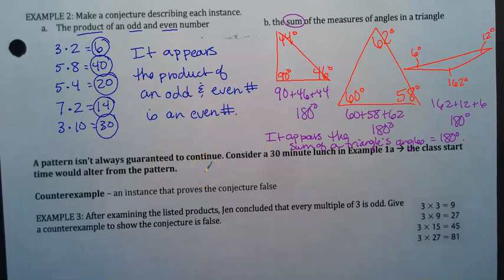Consider example 1, the school schedule. Consider having a 30-minute lunch in there. The class start time would alter from the pattern. So maybe you do have your first 5 classes in the same pattern, and then you have lunch and things change. That's kind of what happens here. So this is a counterexample. It's an instance that proves a conjecture false. Just because we don't have a counterexample doesn't mean the conjecture is true, but if we do have one, it proves the conjecture false. All right, so let me clear this up.